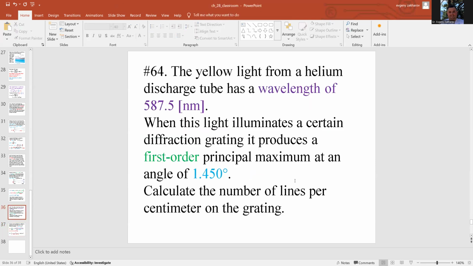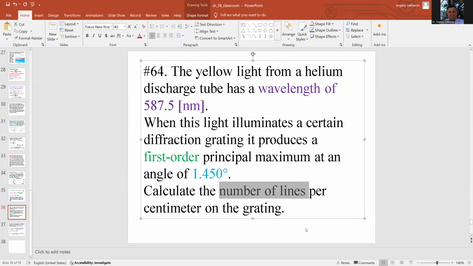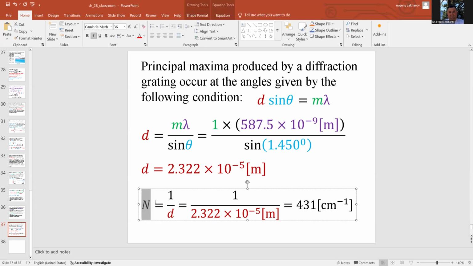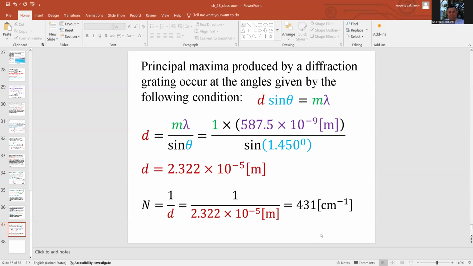But this is not the question. The question is for the total number of slits, the number of lines, and the term for the number is just the inverse of the distance between the slits. So if the distance between the slits is 2.322 times 10 to the negative fifth meters, then the inverse of that number will produce 431 lines per centimeter. So that would be 431 slits per centimeter.